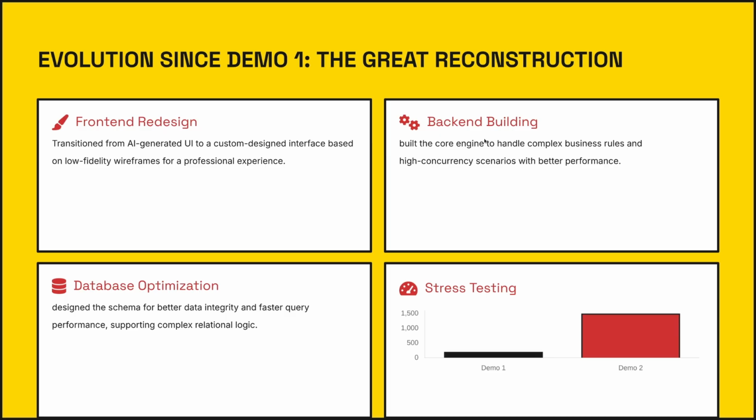So we are building our core engine to handle complex business rules such as coupon implementation, go to the profile, find a restaurant, and high concurrency scenarios with better performance. We also designed and implemented our database with optimization. We are designing a schema for better data integrity and faster query performance, and to support complex relational logic for future enhancement. For demo one, we just had internal testing, really few tests. But for demo two, we also have thousands of stress tests for our apps and webs.